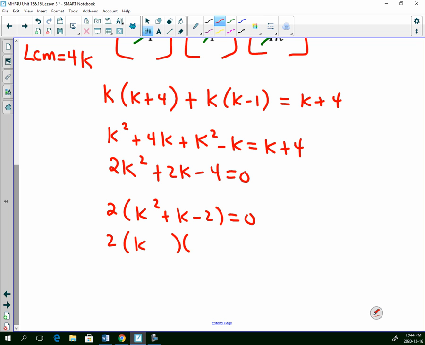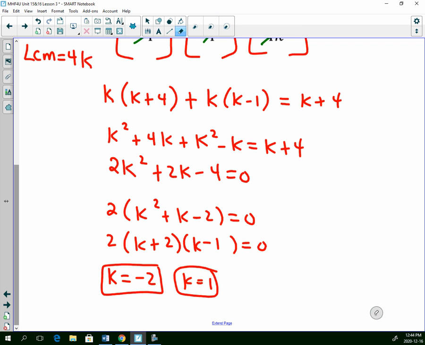We have a simple trinomial. So 2 times 1 is 2, and it would be plus 2 minus 1. And then we'll just solve. So k equals negative 2, and k equals 1.